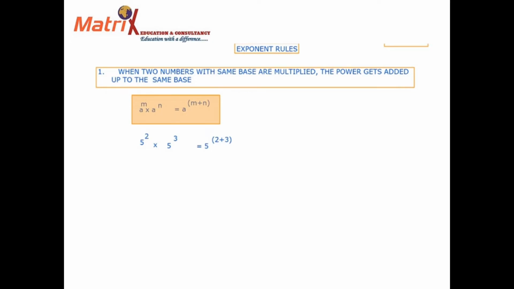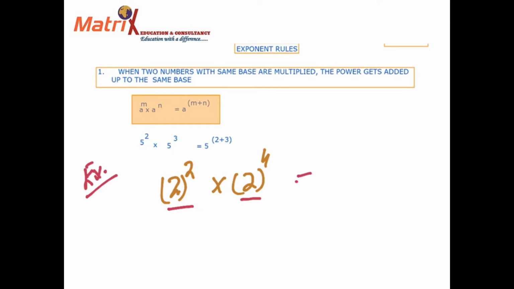My common base is a. What will happen to the power? m plus n. Now I have given the example also, but let's take another example. I have written 2 raised to the power of 2 times 2 raised to the power of 4. What is my base here? My base is 2, that's the common base. So I will write it as 2. What will happen to the exponential powers 2 and 4? In the bracket, 2 plus 4, which becomes 2 raised to the power of 6.